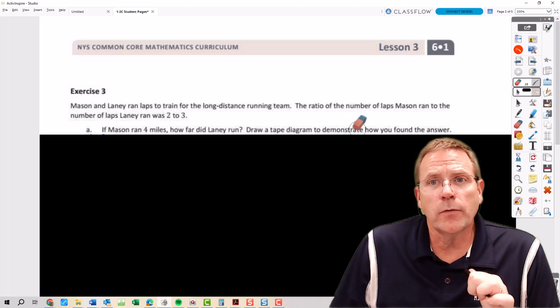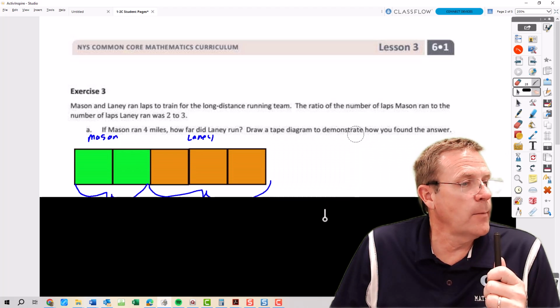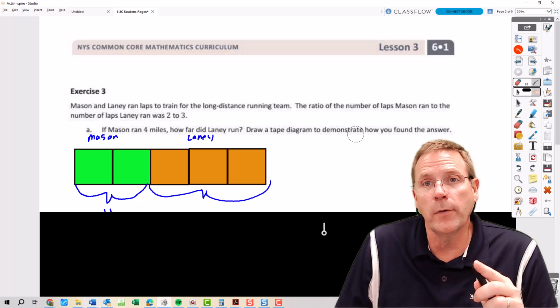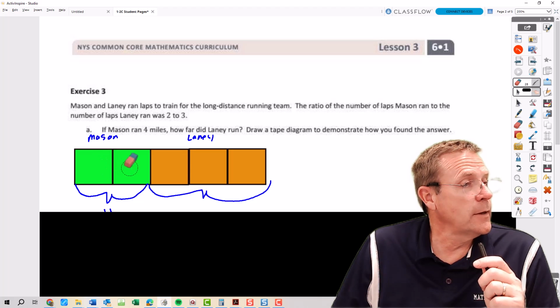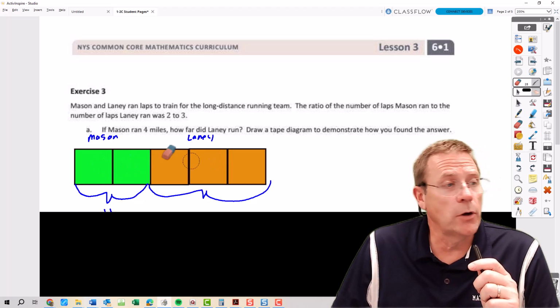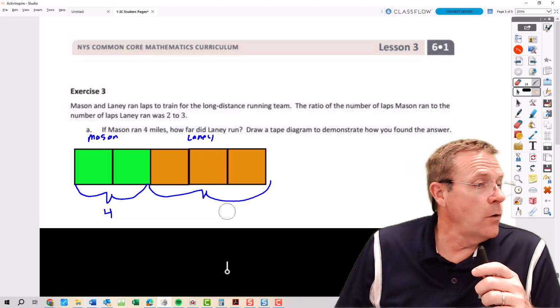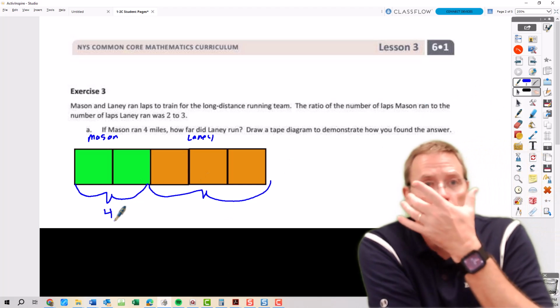Now I'm going to work the first part for you, where we're going to create our tape diagram, and you can see I've already built mine here. You're going to need to pause and put that into your GoodNotes so you're going to have it. And you can see that there was a 2 to 3 ratio. I labeled my sides. The 2 is Mason and the 3 is going to be Laney. I also listed the fact that Mason did 4 miles total.